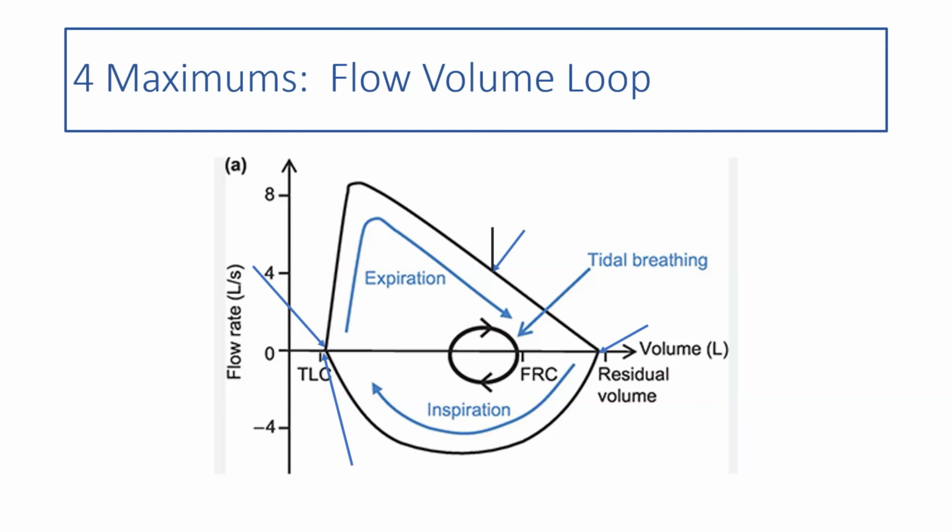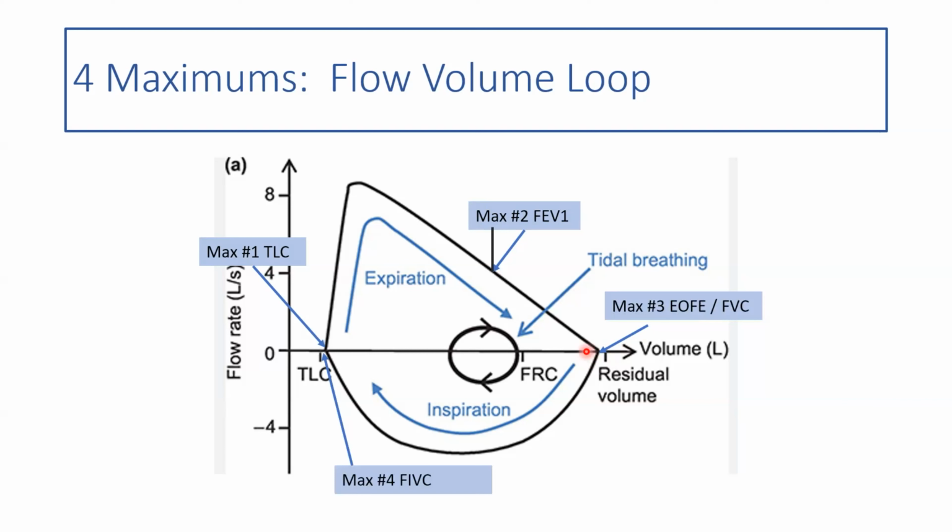The ability to overlay a series of flow volume graphs may be very helpful in detecting sub-maximal efforts to be discarded and for evaluating repeatability. The 4 maximums on the flow volume loop are right here, starting at the base. That's when the patient is totally full. The max number 2, FEV1, is at a spike on the graph partway down. The max number 3 is when it completely comes back to the x-axis. And max number 4 is back up to the TLC.